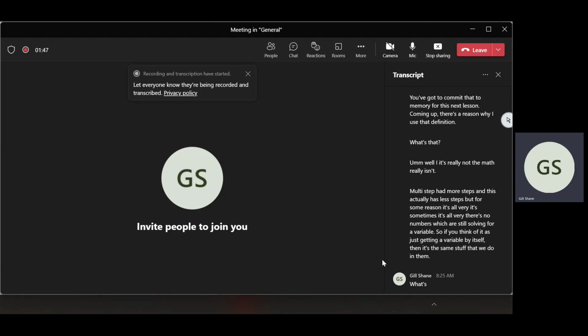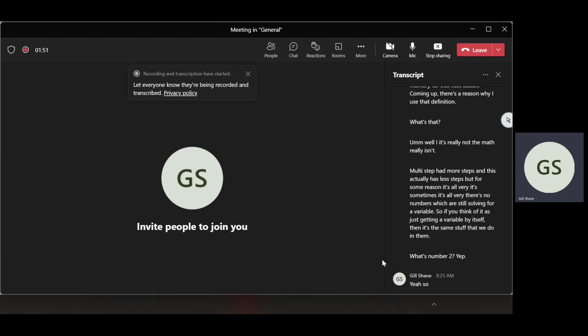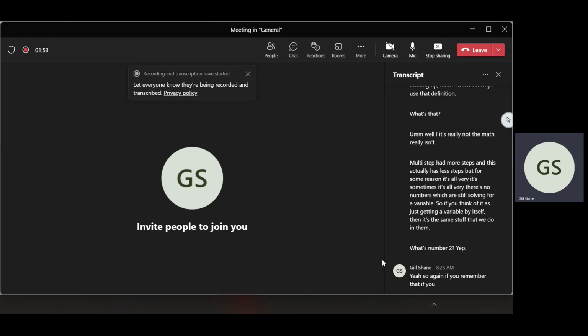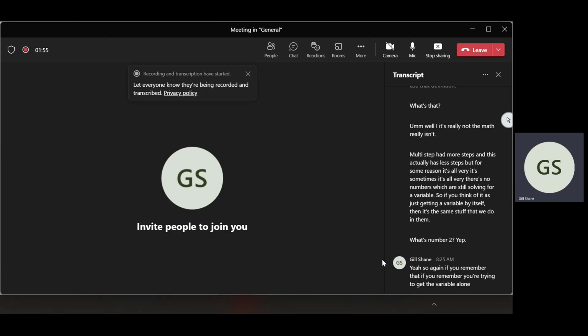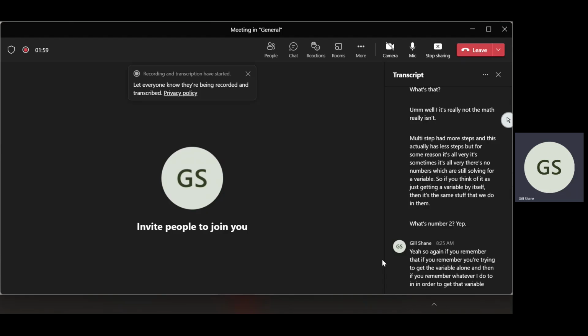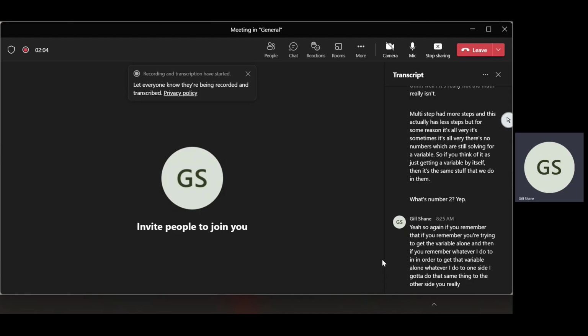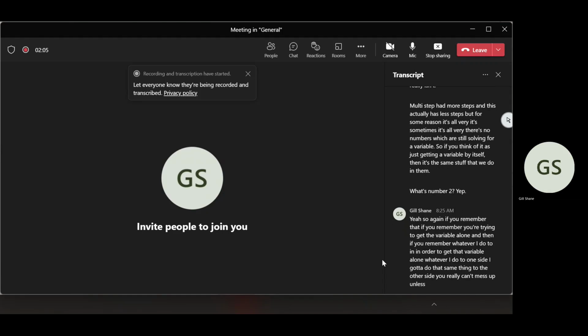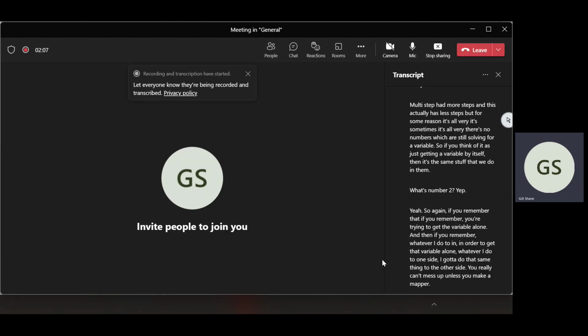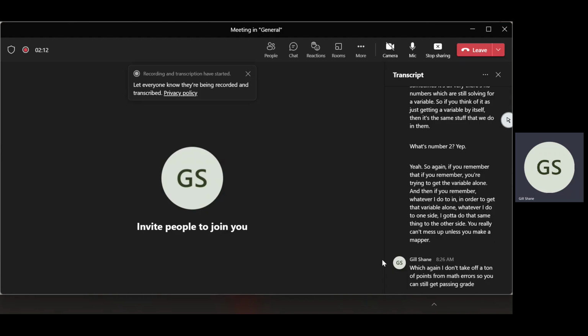What's number 2? Yep. So again, if you remember you're trying to get the variable alone, and whatever I do to one side in order to get that variable alone, I've got to do that same thing to the other side. You really can't mess up unless you make a math error. Again, I don't take off a ton of points for math errors, so you can still get passing grades if you're just making math errors.